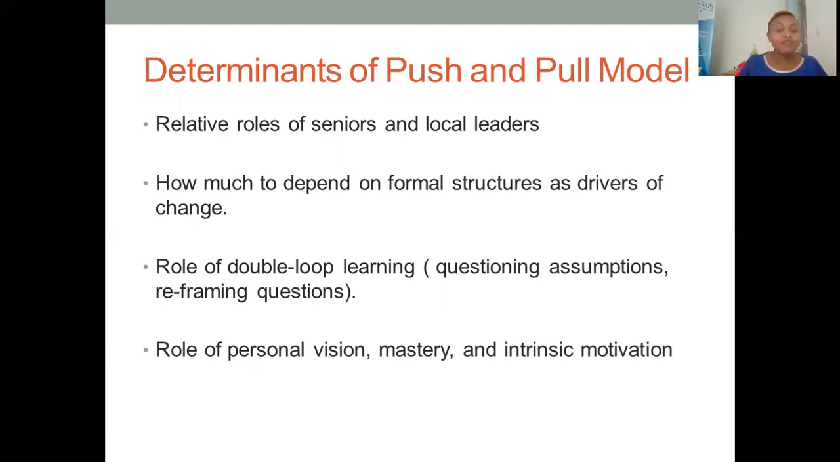Role of personal vision, mastery, and intrinsic motivations. In instances where people's personal vision aligns with organizational vision, where people are encouraged to have expertise and to have mastery, and where intrinsic motivation carries the day and not just extrinsic. People are motivated from the inside because they love the work that they do. They are valued, they are celebrated. Whatever they say is taken up in the decision making. Then there's a chance that a pull model can actually thrive.